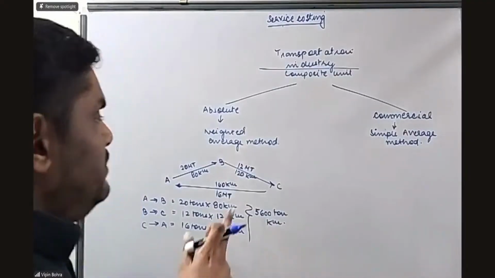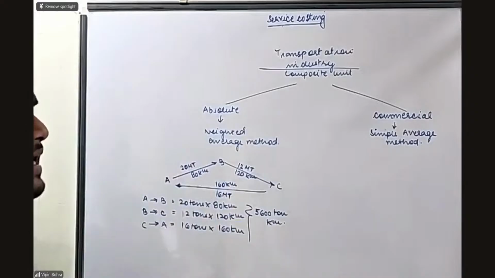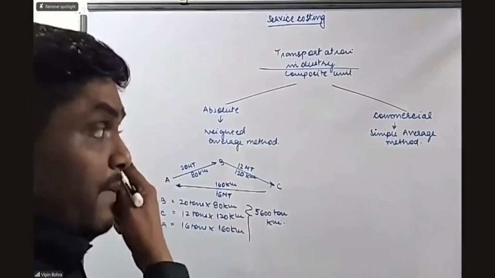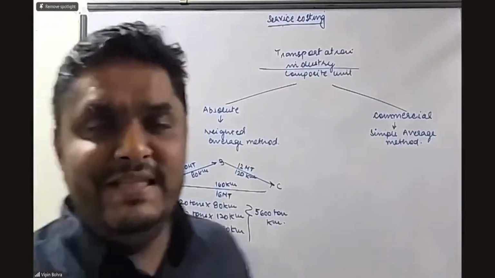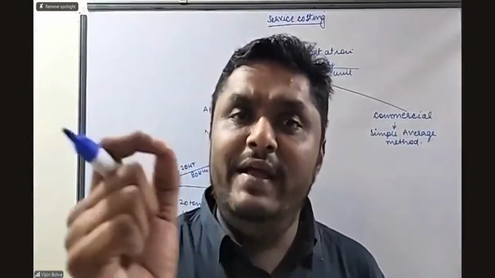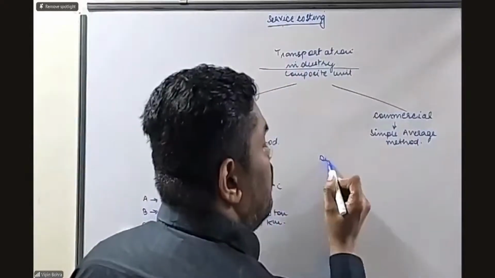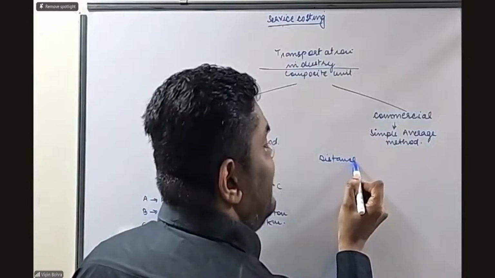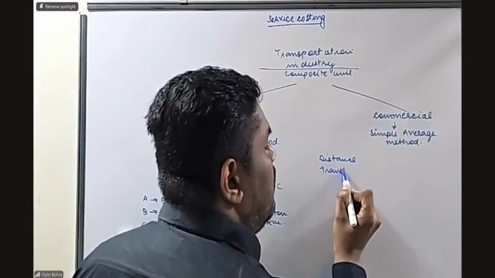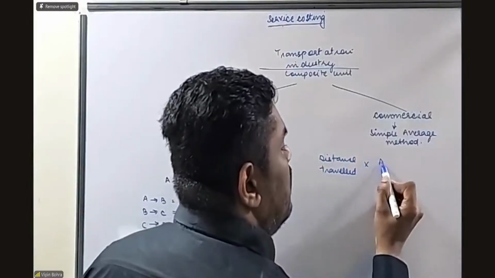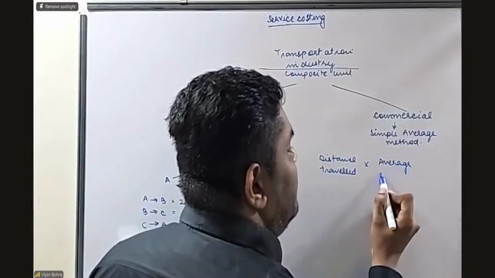Now, when talking about the absolute approach or weighted average approach, and the commercial approach, it is very simple: distance traveled into average weight.